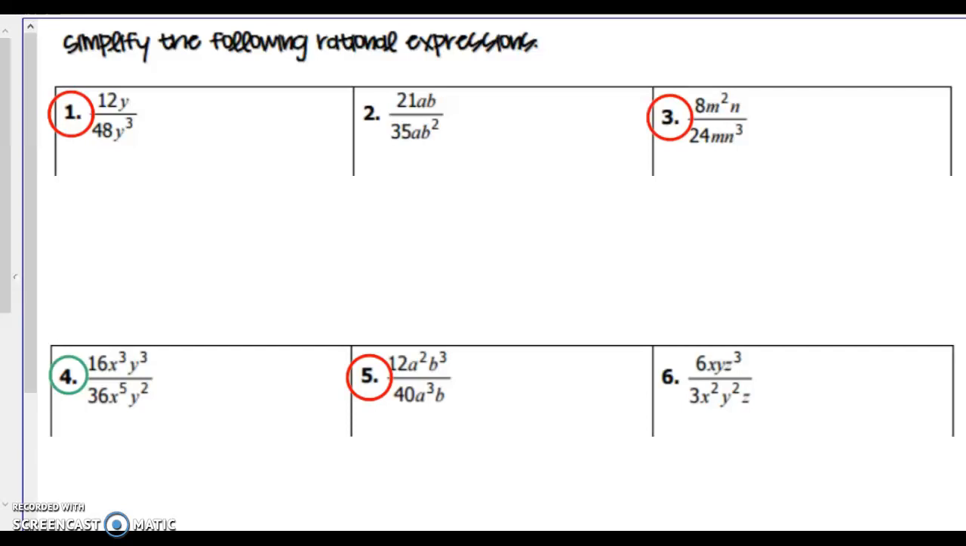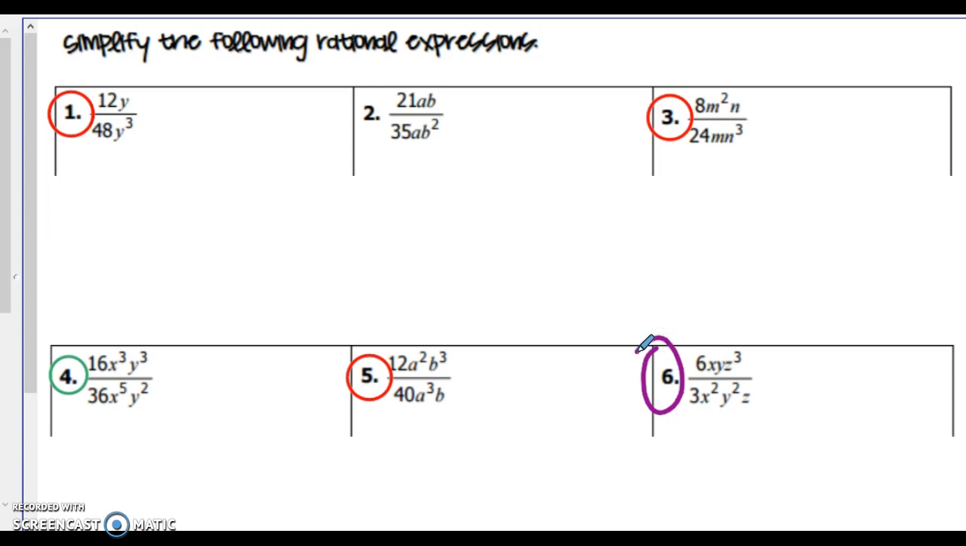Hey everyone, so this is just a review of 11.1. I can simplify rational expressions. So let's look at a couple of the problems we have. You already have these notes, so just pull them out or pull a piece of paper and that should be good. Let's start at number 6 because I don't think that we've done that one yet.